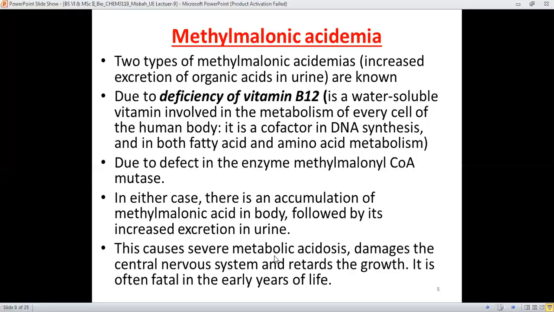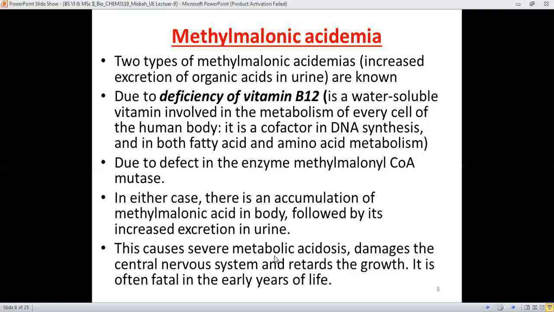And this vitamin B12 is the water soluble vitamin which is involved in the metabolism of every cell of the human body, and it's in fact the cofactor in DNA synthesis, and also for the fatty acid and amino acid metabolism. This vitamin B12 is very essential. And due to some defects in the enzyme methylmalonyl CoA mutase, this acidemia occurs.